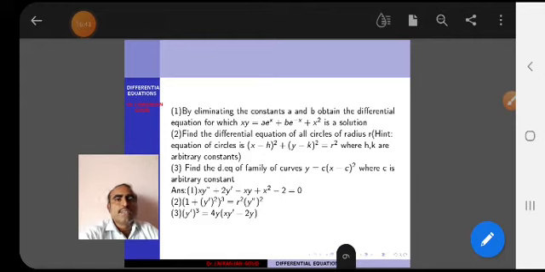You may practice by using these exercise problems. First one, by eliminating the constants a and b, obtain the differential equation for which xy is equal to a e power x plus b e power minus x plus x square is a solution. Here, you have to find the differential equation of the curve xy is equal to a e power x plus b e power minus x plus x square, where a and b are arbitrary constants.